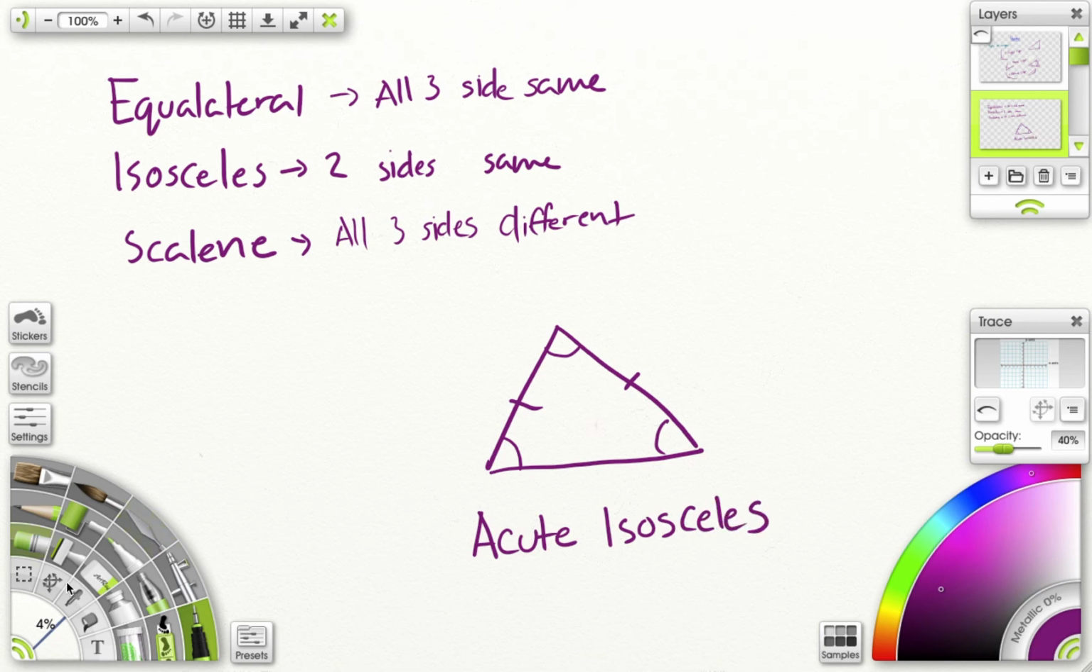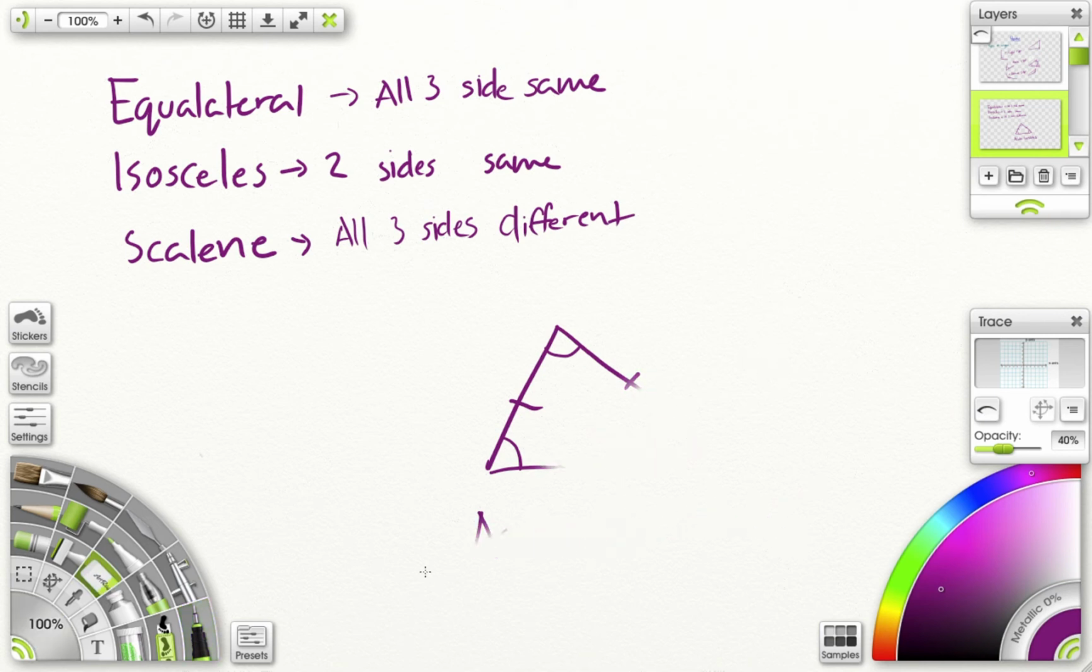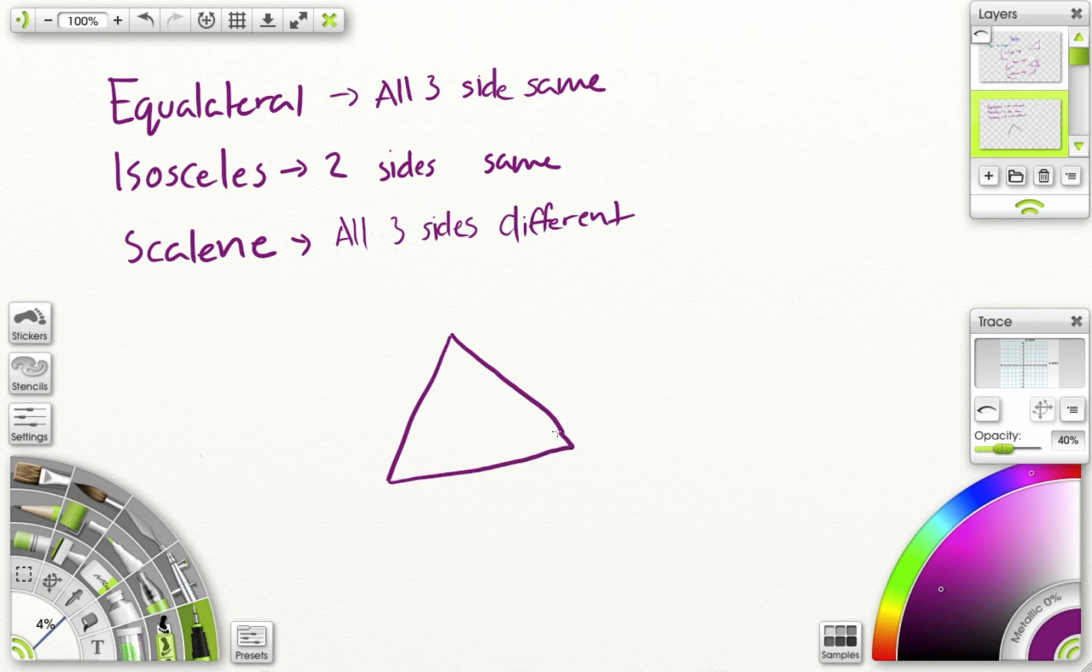So we have our acute isosceles. And let's try another. This is not going to be a very good drawing. I'm going to try my best. Okay, so here's our third triangle. What kind of triangle is this? First of all, let's look at the angles. These are all pretty small angles, so I know it's an acute.